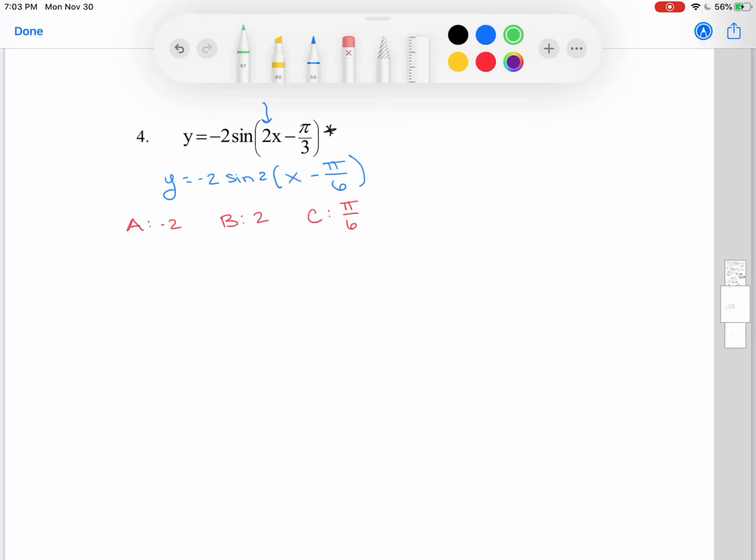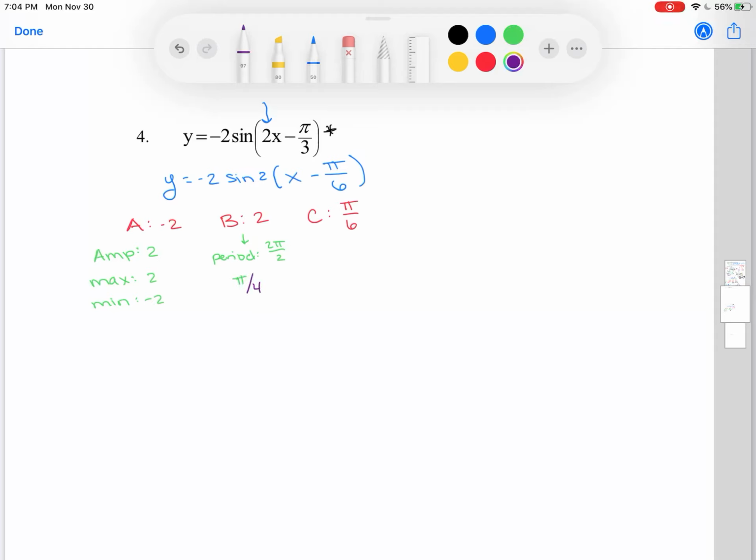Take that information, now let's put it on a graph. Bring it to a graph. My amplitude is going to be a positive 2, which means my max will be at 2, while my min will be at negative 2. My B is 2, which means my period will be 2 pi over 2. Simplify that, and I will get pi.